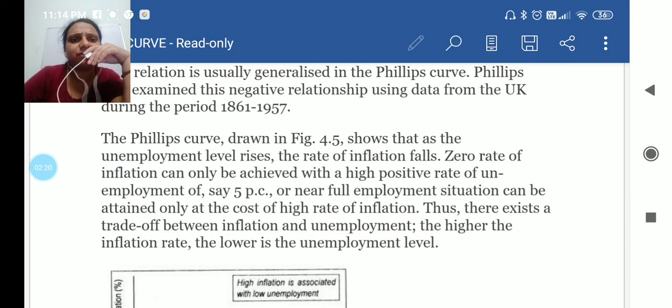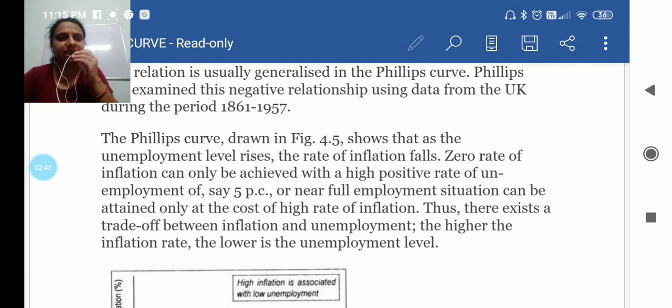Here it is mentioned that a zero rate of inflation can be achieved with a high positive rate of unemployment, say 5%, or a near full employment situation can be attained at the cost of a high rate of inflation. So there exists a trade-off between inflation and unemployment. In this case, you can conclude: the higher the inflation rate, the lower the unemployment level. So this was the concept, students.